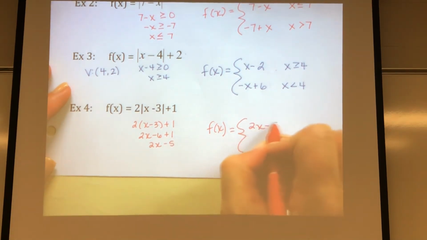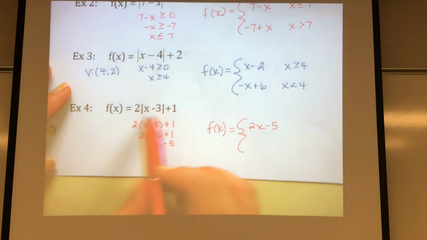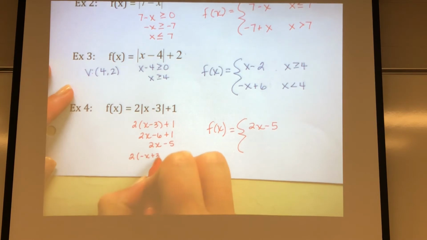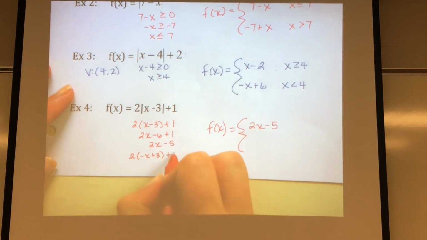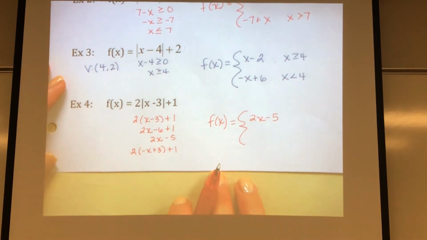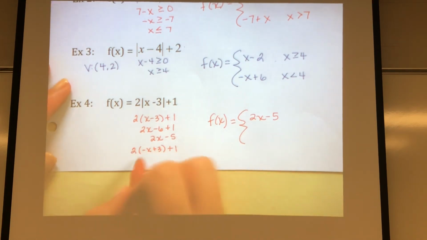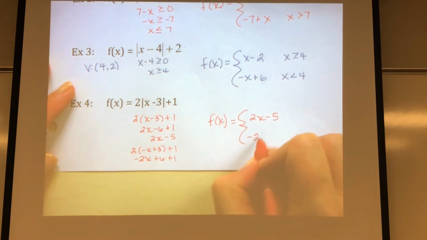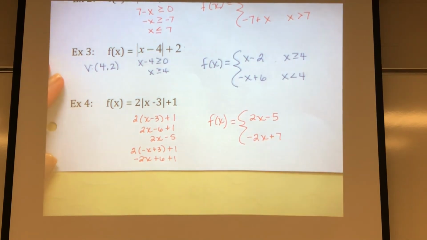That's my first line. Then we take the opposite of the argument, so the 2 does not become the opposite, just the stuff inside the parentheses. The 1 does not become the opposite either. It stays a plus 1. Then we distribute: negative 2x plus 6 plus 1. That gives us a negative 2x plus 7.